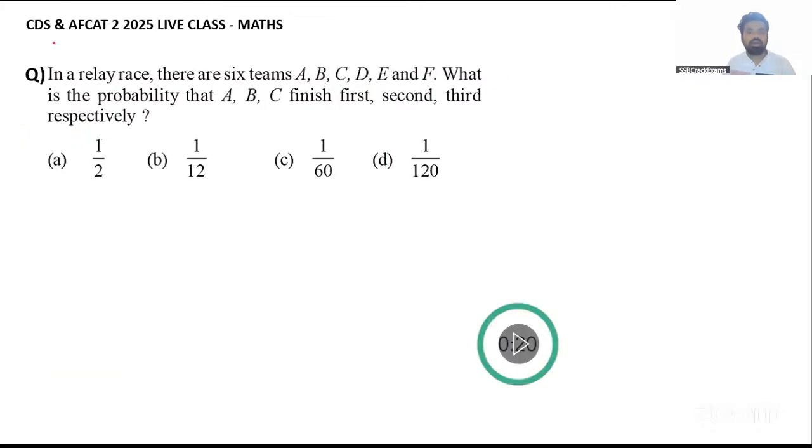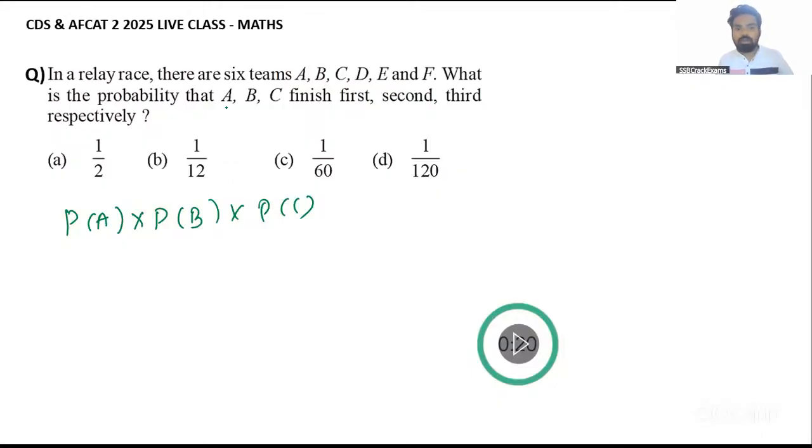Next question. In a relay race, 6 teams participated, named A, B, C to F. What is the probability that A, B, C finish first, second, and third respectively? A will come first, B will come second, C will come third. It means that A will come first and B will come second and C will come third. It is not an or case, okay? It is an and case, okay?